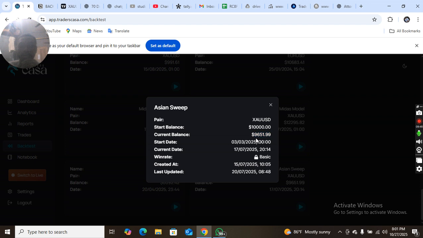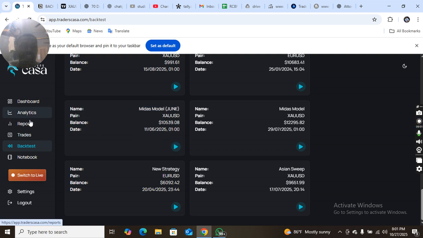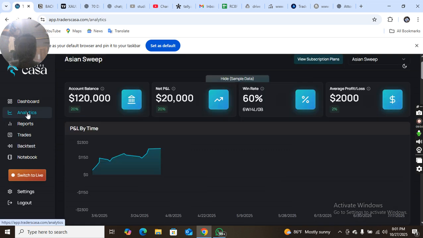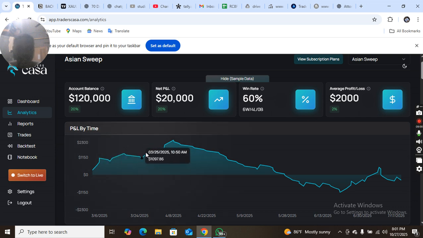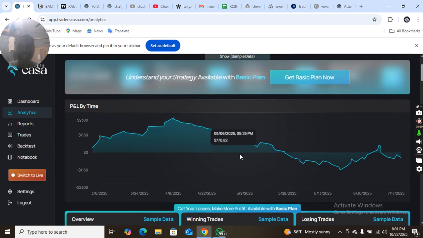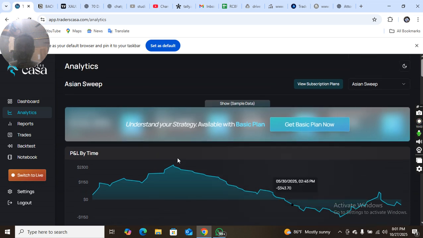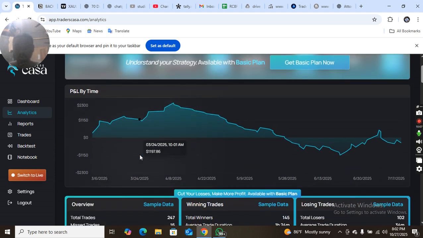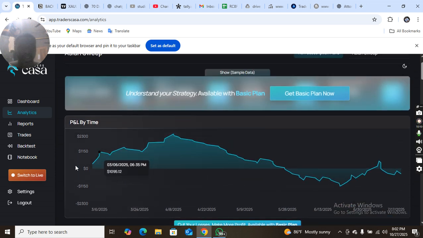But currently, let's quickly dive into the analytics and report of this trade. As you can see right here, we don't care about this because we don't have a subscription yet, but very soon, guys. We already know the period that we started. We started during March and we ended during July, the 17th of July.